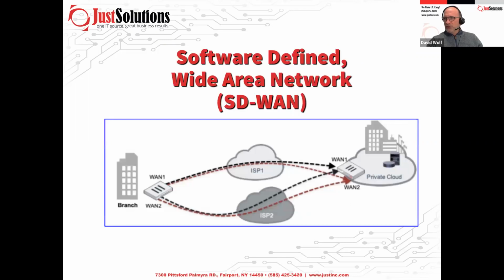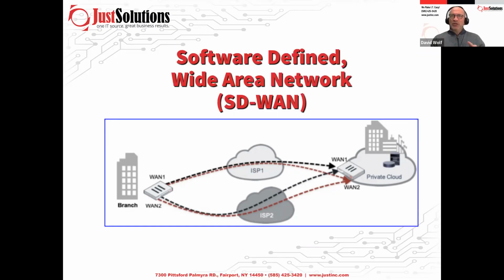So here's an example. I tried to find the simplest diagram I could. Every other diagram, if you Google SD-WAN, you'll see crazy diagrams. But I just want to show you have WAN 1, WAN 2, two different internet connections. They go through two different ISPs and they connect back at the end to your destination.